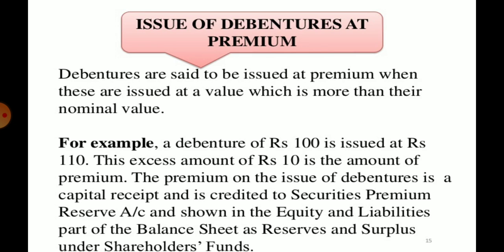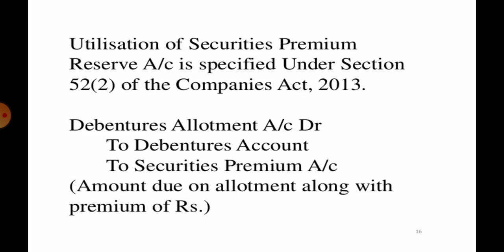Issue of debenture at premium. Debentures are said to be issued at a premium when these are issued at a value which is more than their nominal value. Like the value of the debenture is 100, issued at 110. So the excess amount of rupees 10 is the amount of premium. The premium on issue of debenture is a capital receipt and credited to the securities premium reserve, as shown in the equity and liability part of the balance sheet as reserves and surplus under the shareholders' funds. Utilization of securities premium is specified under section 52(2) of the Company Act 2013. Debenture allotment account debit to debenture account and securities premium.